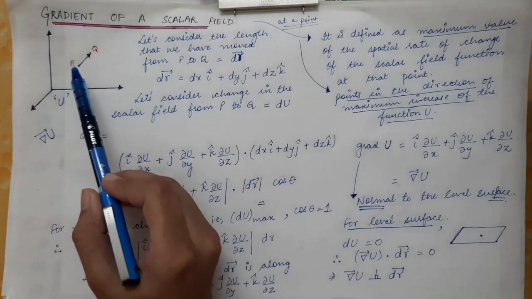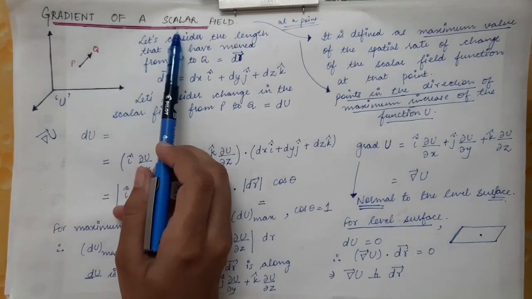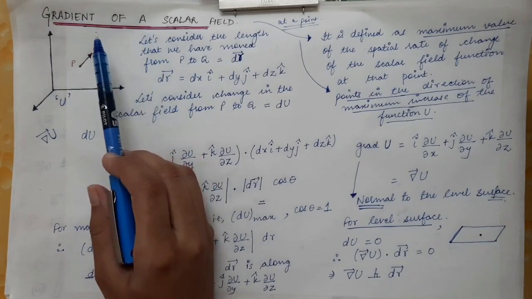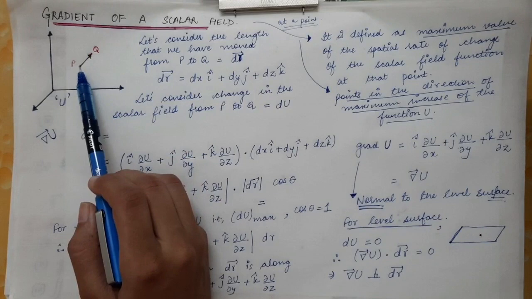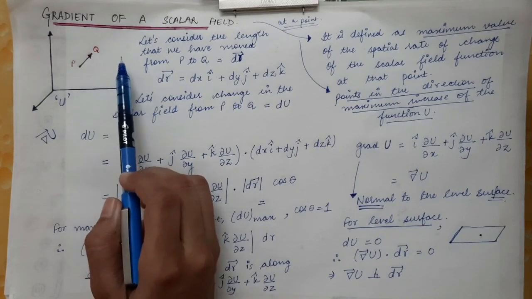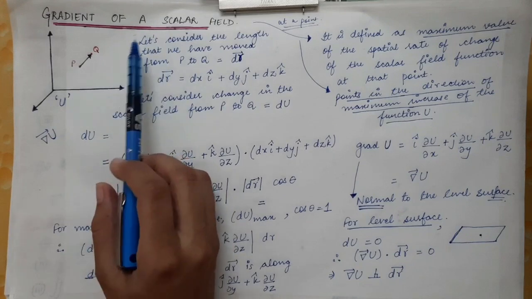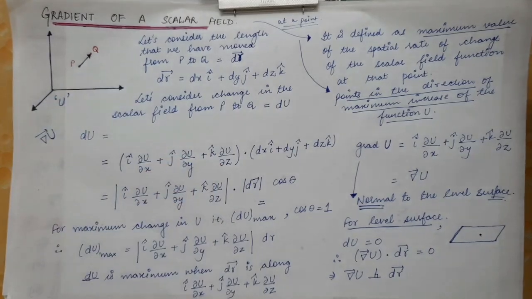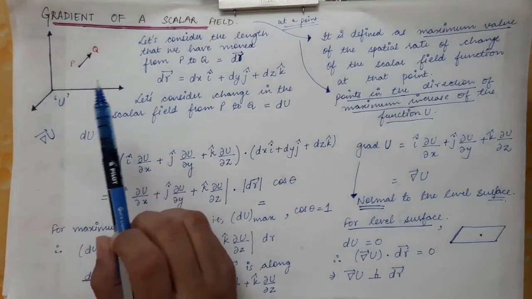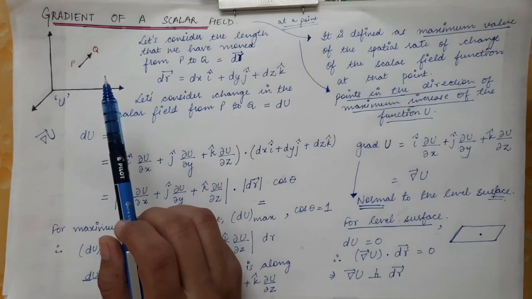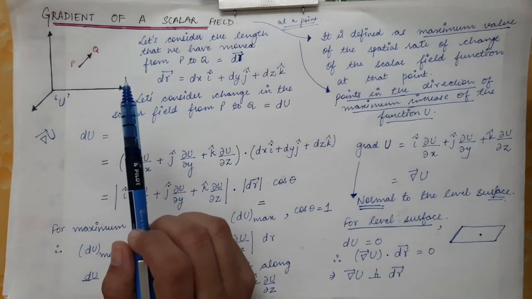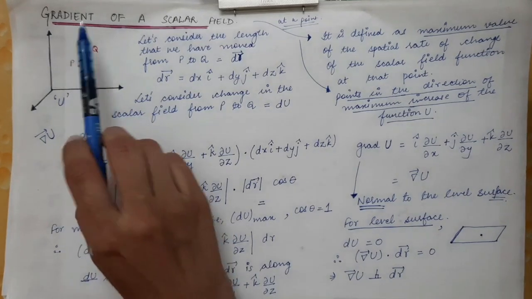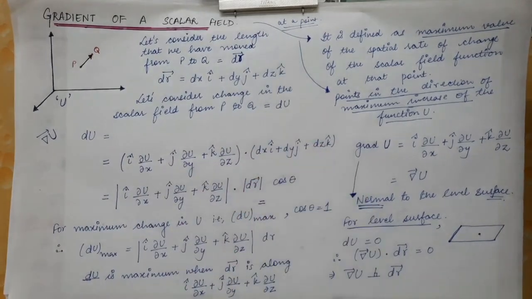So let's suppose any point P. First of all, the gradient of a scalar field is also defined at a particular point in the space. At this point P there will be some gradient of the scalar field. At another point there will be another gradient of the scalar field. So the gradient of a scalar field is defined at a single point. Similarly, the divergence of a vector field is also defined at a single point. So at every point there will be some value of divergence. Similarly, the curl of a vector field is also defined at a single point. So gradient is also defined at a single point in the space.